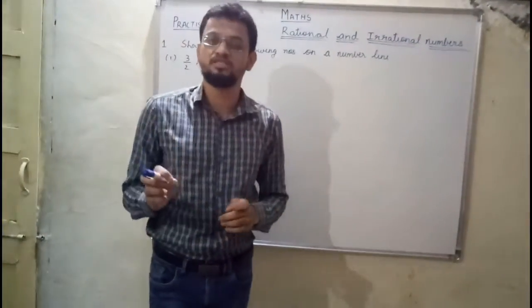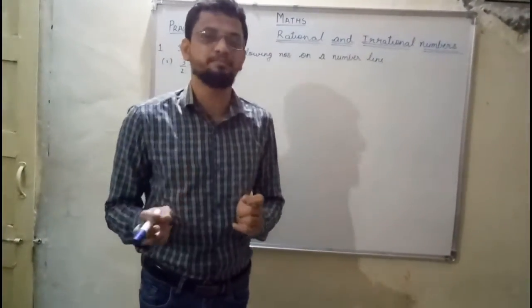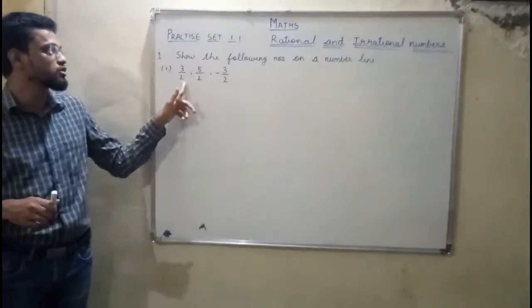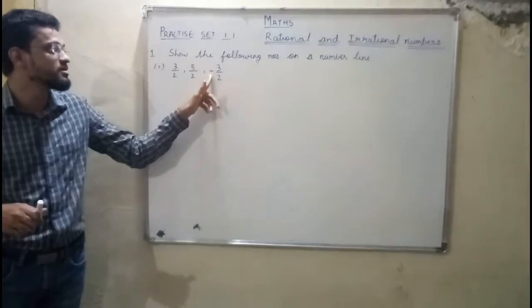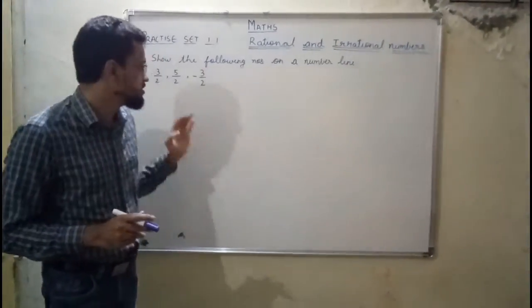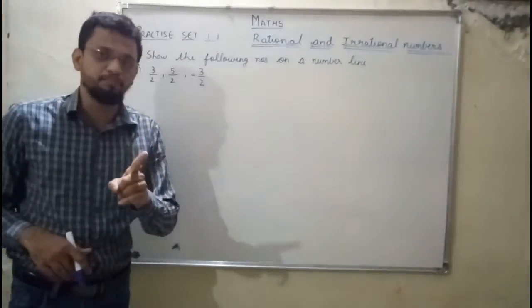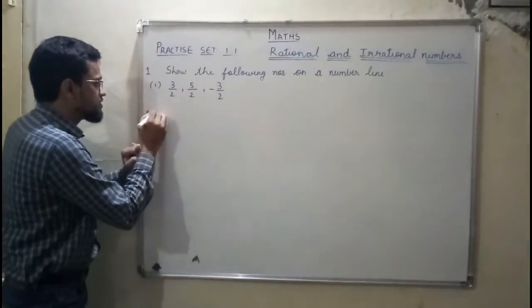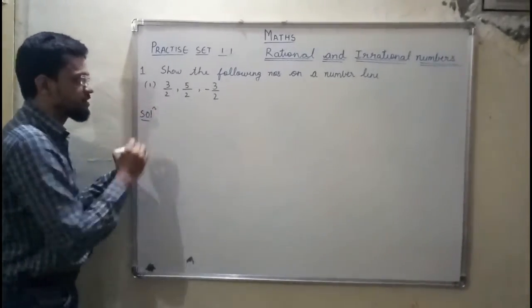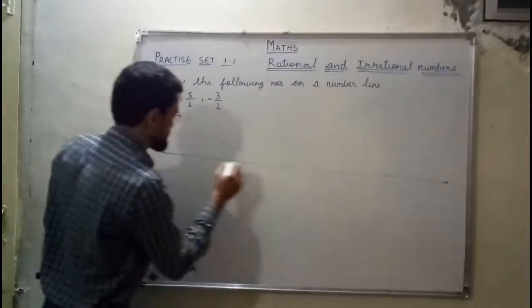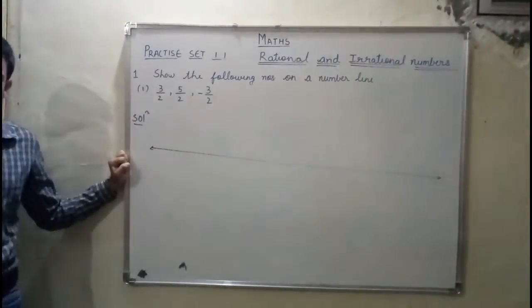We have been given certain numbers, and we have to place them on a number line. The first subquestion is 3 upon 2, 5 upon 2 and minus 3 upon 2. The first step will be to draw a number line. So first we will draw a line with arrows on both sides.